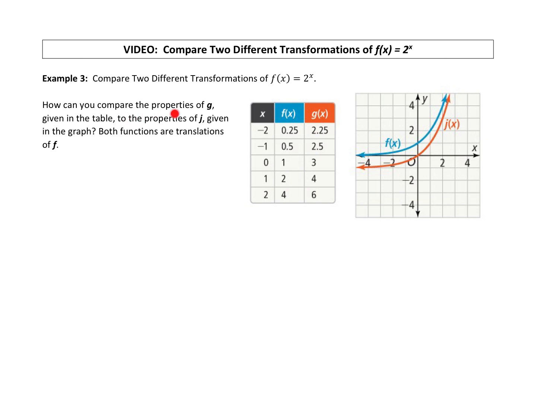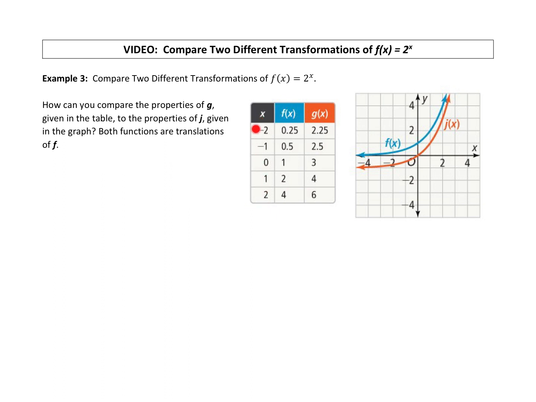So how can you compare the properties of g given in the table to the properties of j given in the graph? Both functions are translations of f. So what we see in the table is a table of values. These x's right here go with our f of x function. So those are ordered pairs, -2, 0.25, -1, 0.5, 0, 1. Those are ordered pairs on our f of x function.